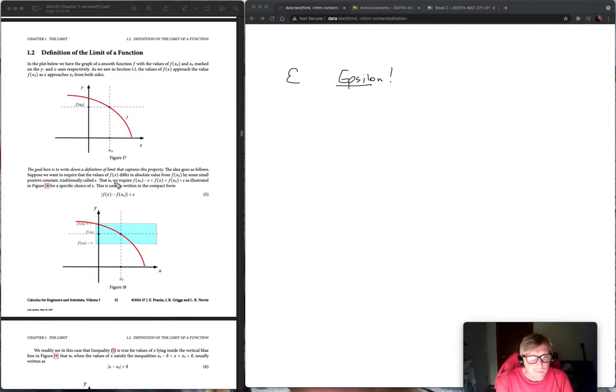And what we require is that the difference between f of x, any value of f of x, and f evaluated at x sub 0, the distance between those two things, the positive distance, is less than this epsilon. Okay, that's what they're saying here. And that when this happens, this is due to the fact that the difference between x and x sub 0 is less than some other very small number called delta.